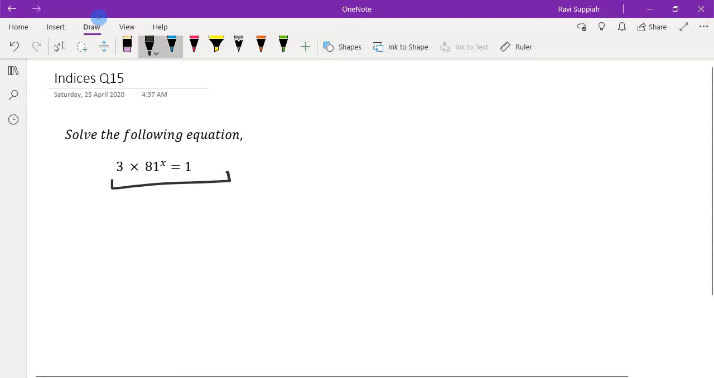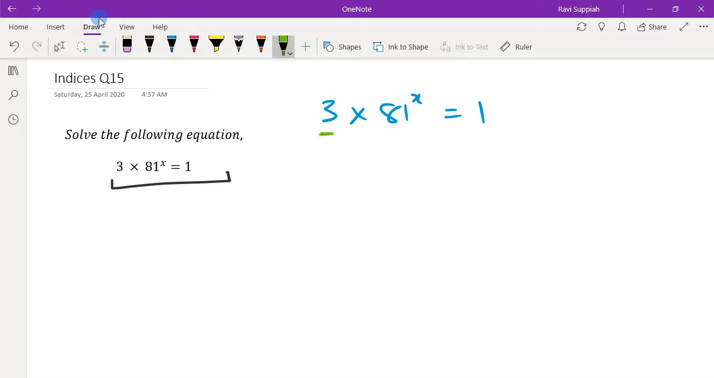All right, so let's go about doing this. So we have 3 times 81 to the power x equals to 1. Now we can see that there is already a base 3 here, so we want to make 81 also to be a base 3 term. Okay, how do we go about doing it? Now of course you can try out with your calculator, or if your mental sums are already good, you may straight away know the answer. Okay, but to do it systematically, how can you go about doing it?